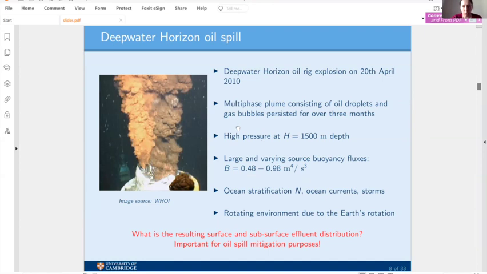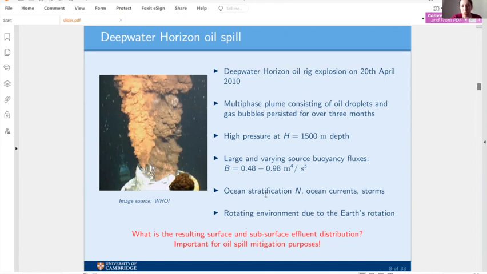Now, this oil plume was discharged into the environment under extreme conditions. First of all, it was released at very large depths, so at more than 1 mile depths. And then it also had very large and varying source buoyancy fluxes. And these source buoyancy fluxes were larger than anything found in nature. So you can think of the source buoyancy flux of a plume as the amount of oil released at the source.